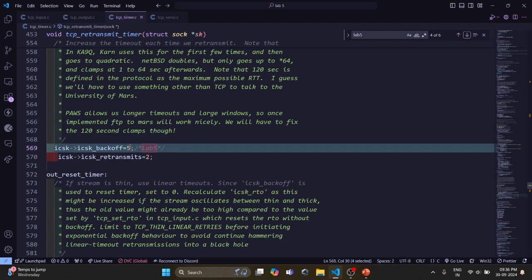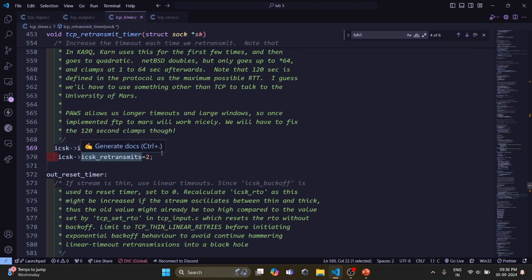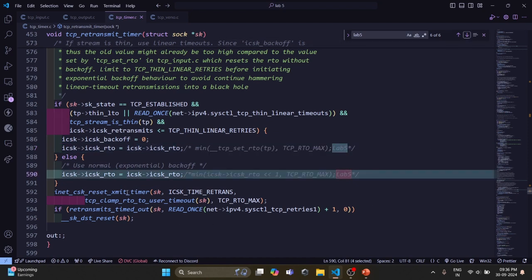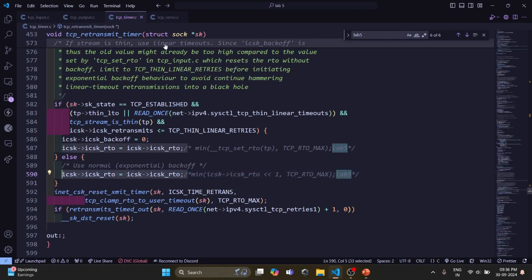Now we are directly assigning the value of 5 over here to ICSK backoff, and over here instead of sending the min value, we are directly sending the ISKRTO value, and over here also we are assigning the same value which is also present there. So these are the changes in timer.